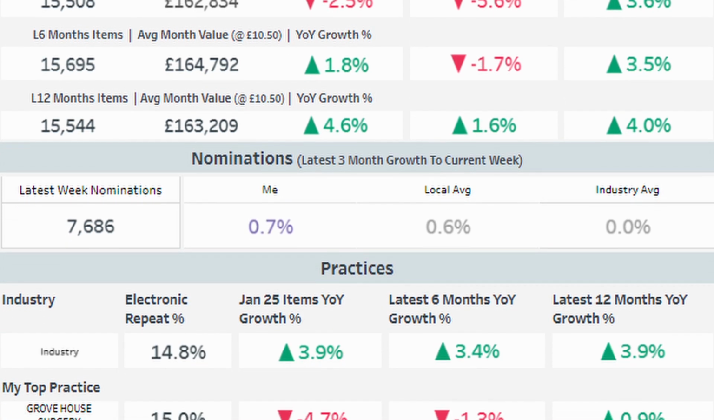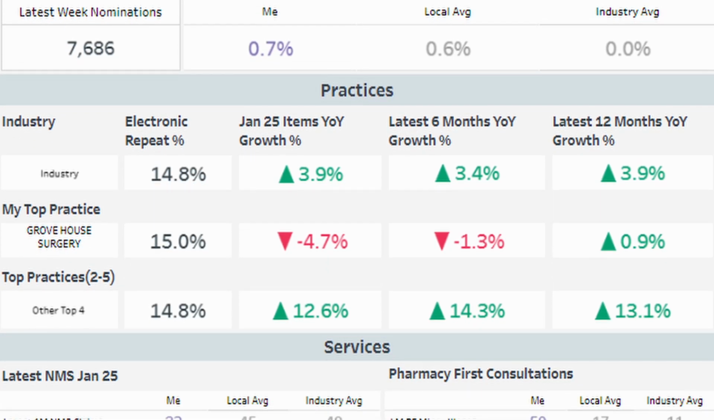Under that, you'll find nominations. This tracks how many patients have nominated your pharmacy as their preferred dispenser. It shows both your current week and your growth rate over the last 3 months. Next, we have data on surgeries, the GP practices that are sending prescriptions your way. This identifies your top contributing practice and growth percentages among your next top 4 practices. These growth figures show whether relationships are strengthening or weakening.